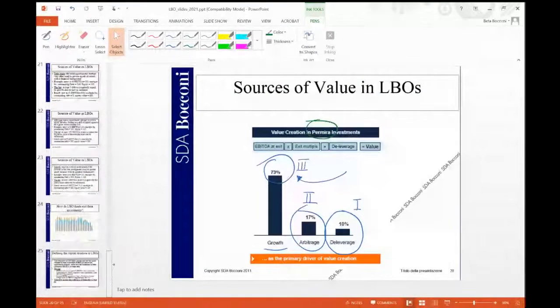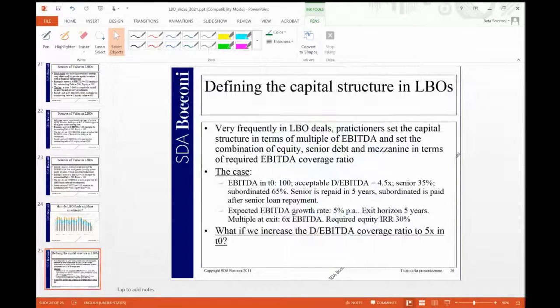And so, basically, the private equity method to calculate the value of the company. This slide, the last slide of your set, indicates that very frequently when we analyze LBO deals, practitioners, bankers, set the level of debt, mezz, and equity in terms of multiple of EBITDA, and set the combination of equity, senior debt, and mezz in terms of a certain debt to EBITDA ratio.